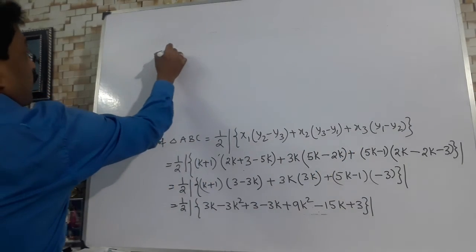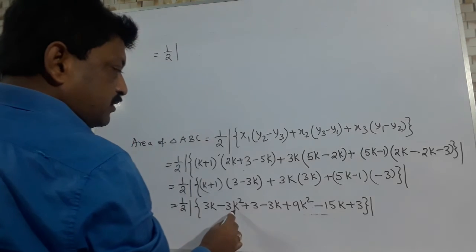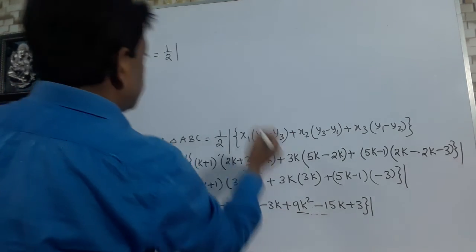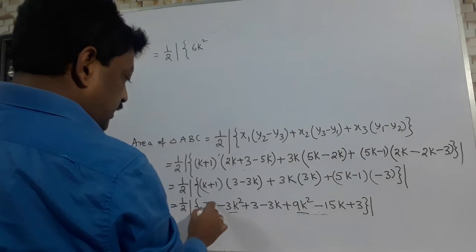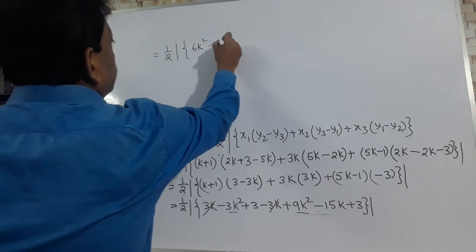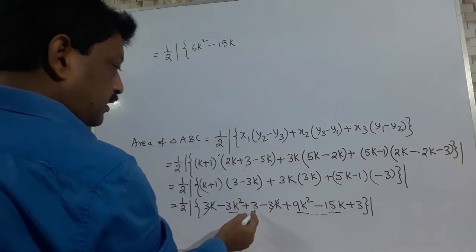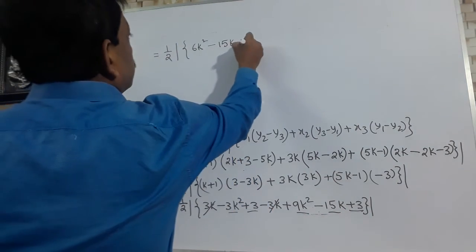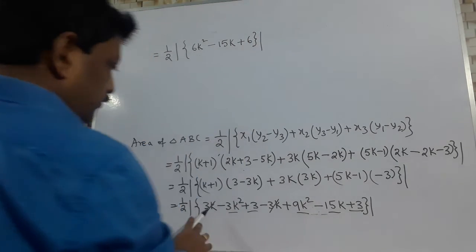So it will be half modulus of the minus 3k square and 9k square. Minus 3k square and plus 9k square is plus 6k square, plus 3k and minus 3k cancel, minus 15k, plus 3 and plus 3 is plus 6. So I have taken all the terms.